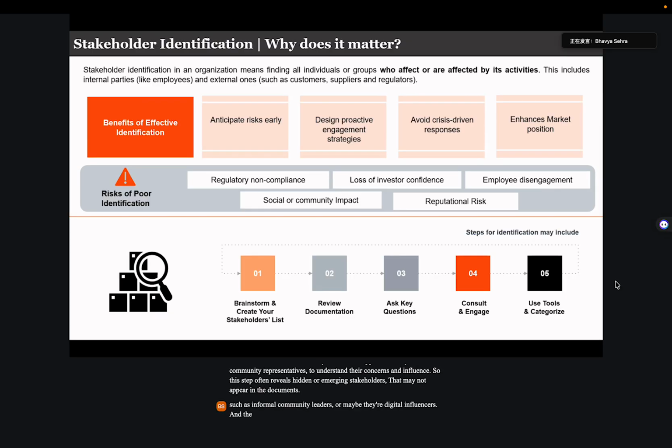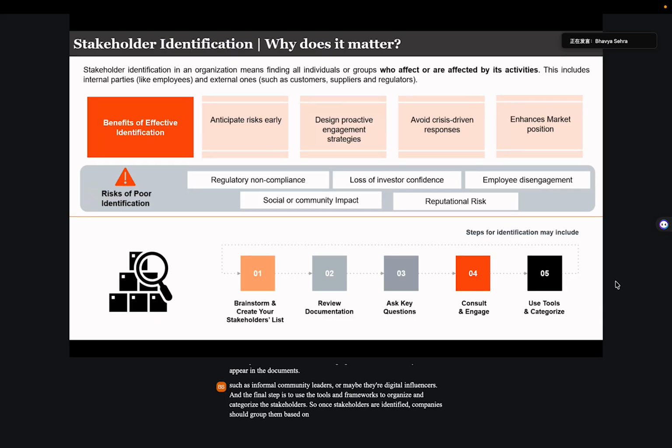And the final step is to use the tools and frameworks to organize and categorize the stakeholders. Once stakeholders are identified, companies should group them based on factors like influence, impact, interest, and risk. We will discuss these tools in upcoming slides also. So, using the tools and frameworks step turns a long list of names into a clear, actionable stakeholder map that can be used by management and the board for decision making.